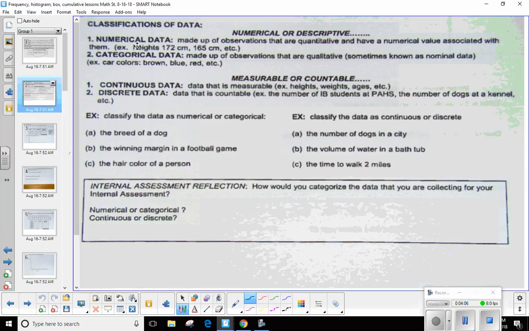Why don't we go ahead and jump down here. The first example says classify the data as numerical or categorical. Is it something that can be assigned a specific numerical value, or is it more descriptive?